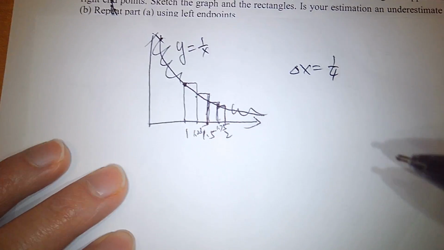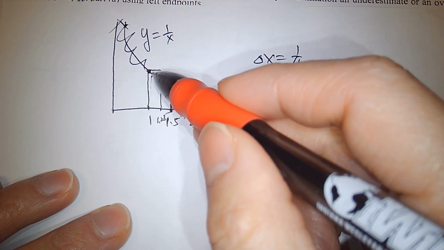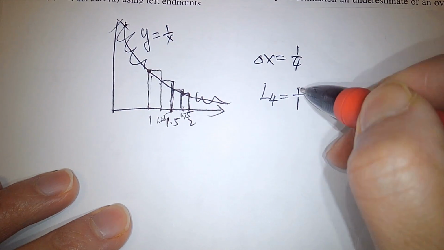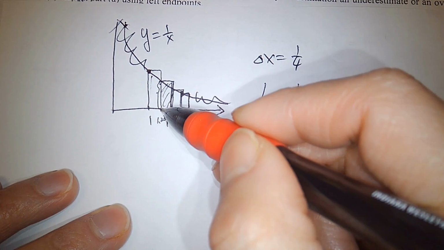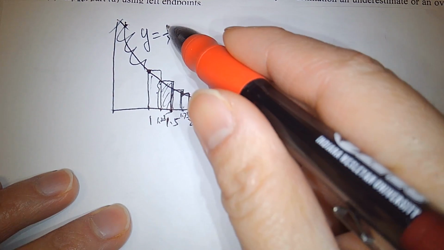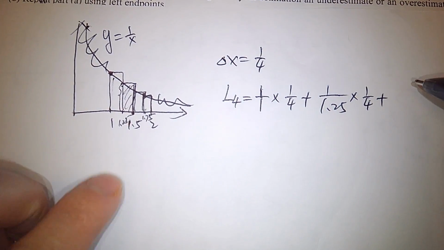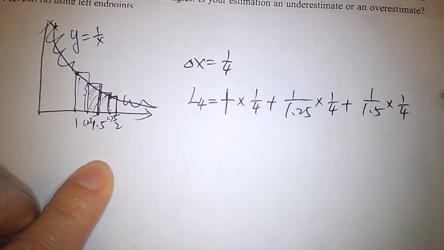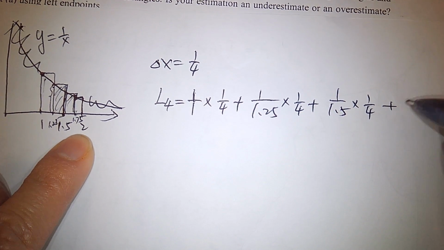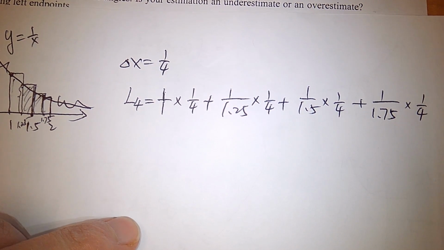The first height, I'm going to use L4, okay? So the height for this rectangle should be what? 1 over 1, right? Times 1/4, plus, what is the height for this rectangle? f of 1.25, which is 1 over 1.25 times 1/4, plus what? Third rectangle, 1 over 1.5 times 1/4, and then plus the last rectangle. The area should be 1 over 1.75 times what? 1/4.